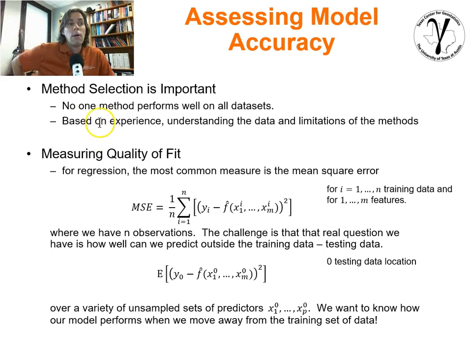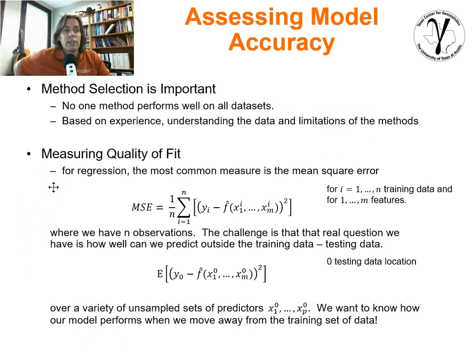So a couple more comments around model accuracy. Well, first of all, method selection is very important. No one method performs well on all data sets. Imagine you could be working with some type of time series analysis and time series data set. You could be working with images. You could be working with sparsely sampled data in space, and you're trying to model between the data locations. Each one of these would require a dramatically different type of methodology in order to model. And so of course, your method selection is going to be based on your experience, understanding the data and the limitations, the strengths of each one of the methodologies.